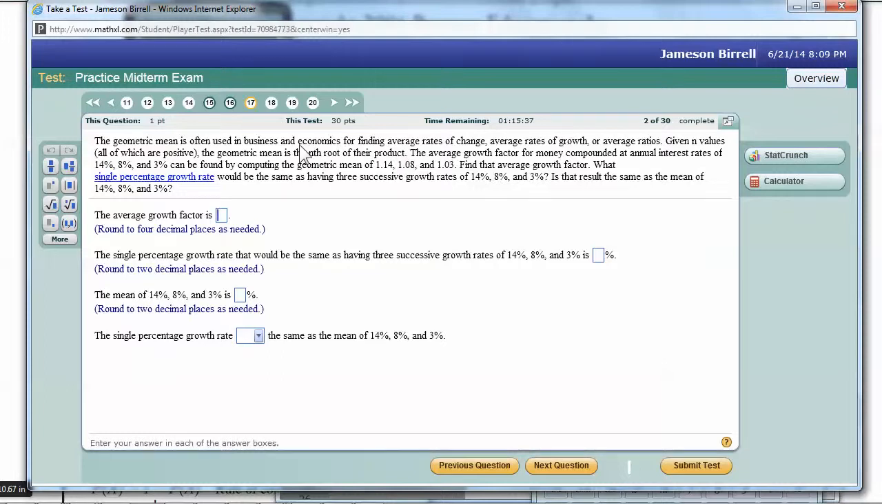So there it is. Instead of the arithmetic mean, which we normally use, where we add them all up, that's the arithmetic part, and then divide by the count, here the geometric mean is found by multiplying them all together and then taking the nth root.